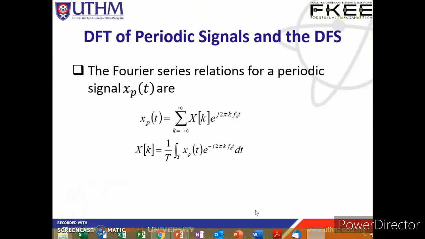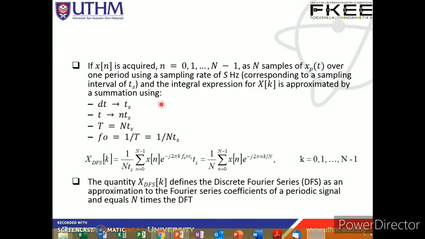Alright, so next part is the discrete Fourier transform of periodic signal and the discrete Fourier series. In this part, the important equation is T equals N Ts. This equation was used during the sampling chapter. And next, the specific frequency is equal to 1 over N Ts, where N is the number of samples. So this is how we can change the discrete signal to continuous time.